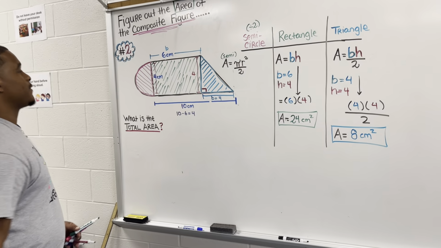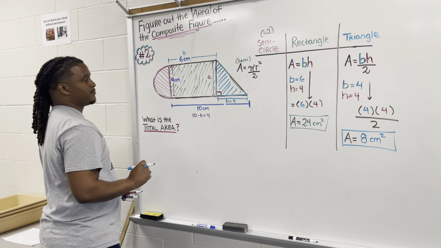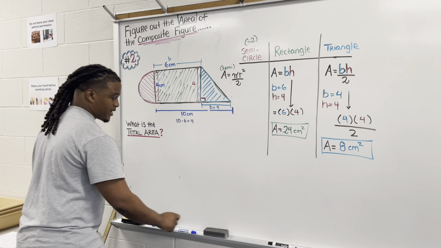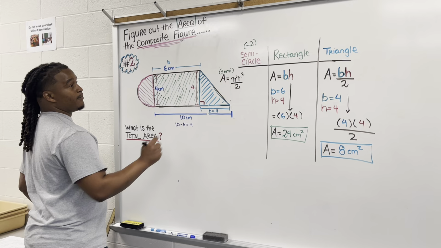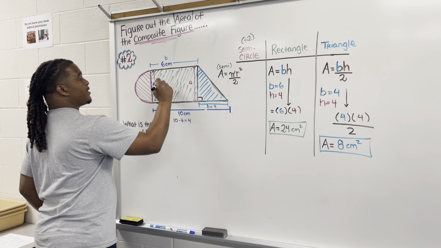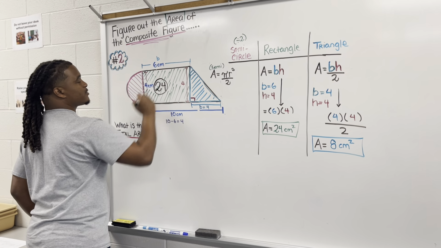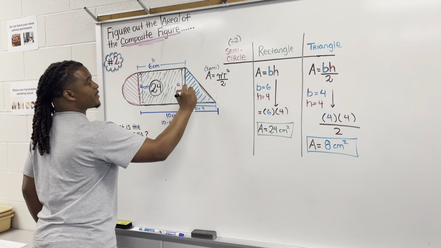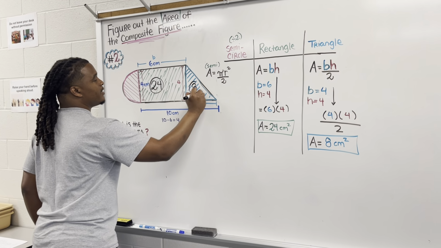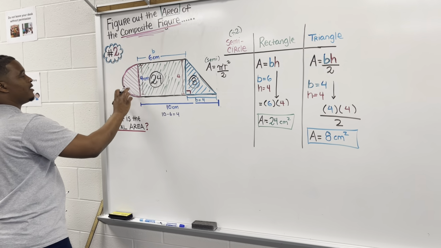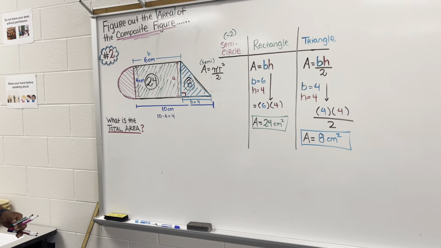So far, we have the rectangle and the triangle, and I'm going to write their areas inside. Remember, we have the area of the rectangle, which is 24 centimeters squared, and the area of the triangle, which is 8 centimeters squared. Now we need to find the area of the semicircle.